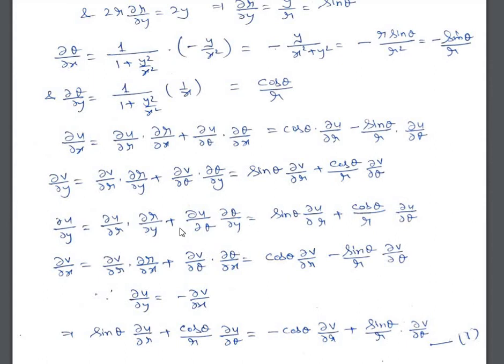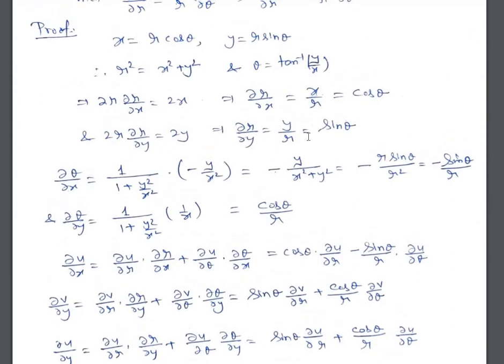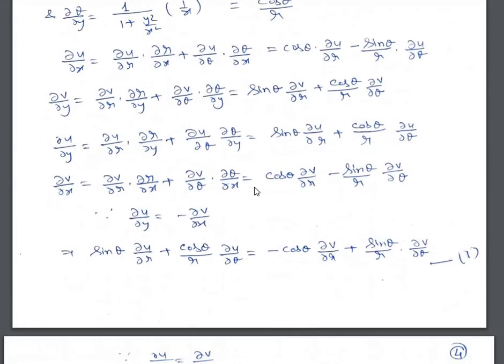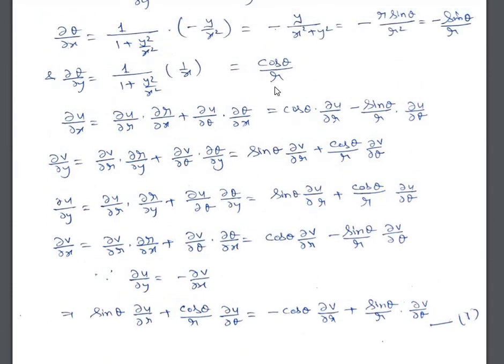Substitute the values. Del r upon del y. What is del r upon del y? Del r upon del y is sin theta. So we put here sin theta into del u over del r. Similarly, del theta upon del y is cos theta upon r. So we have here cos theta upon r into del u upon del theta.